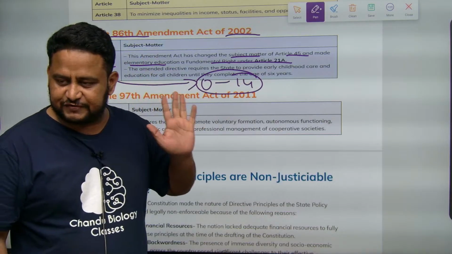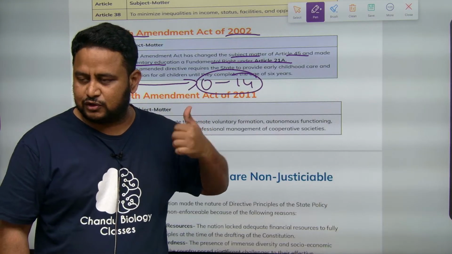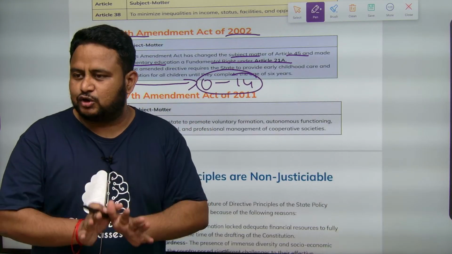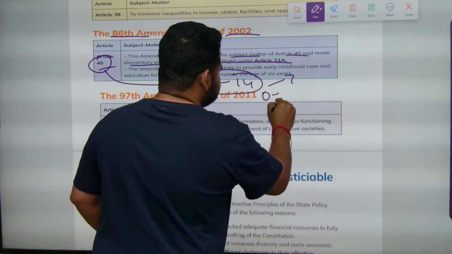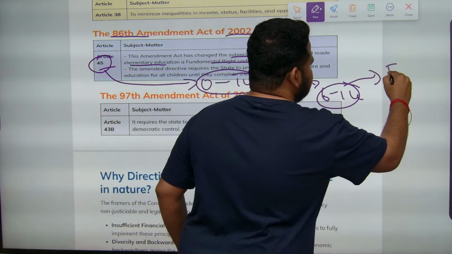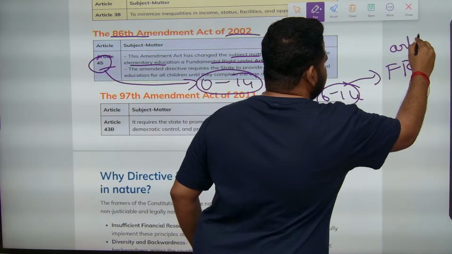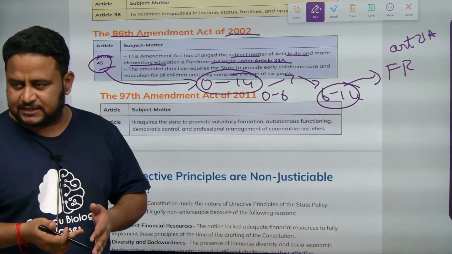While I was discussing Article 45 in general, I told you earlier it was discussing 0 to 14 years. Now it is talking only about 0 to 6 years, and 6 to 14 years is removed and made a fundamental right under Article 21A. So what is the amendment that is made to Article 45?